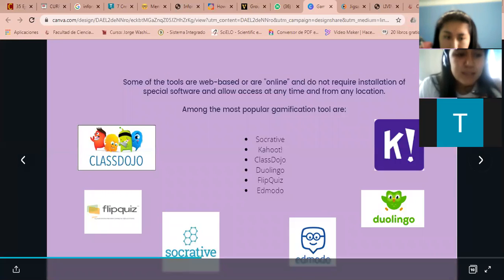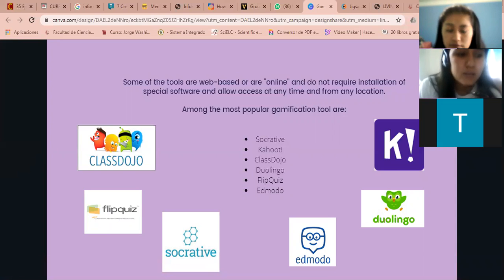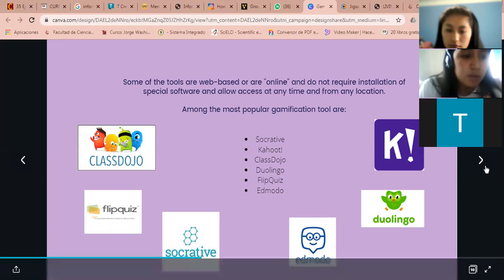To gamify a class, there are many tools. Some of them are web-based or online and don't require installation of special software, and allow access at any time from any location. Also, many tools are free and they are a benefit for students and teachers. Among the most popular gamification tools are Socrative, Kahoot, Field Keys, Duolingo, Ribbon Hero, Edmodo, ClassDojo, and Google Books. They are dynamic, easy to use, and can be used to review topics, assess students' knowledge, or even as a tool to develop students' techniques.